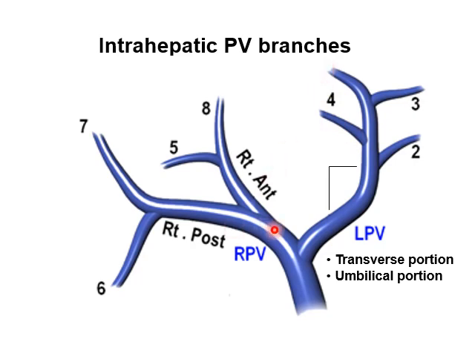The right portal vein divides into an anterior division and a posterior division. The anterior division divides to supply segment 8 and segment 5. The posterior division divides to supply segment 6 and segment 7.